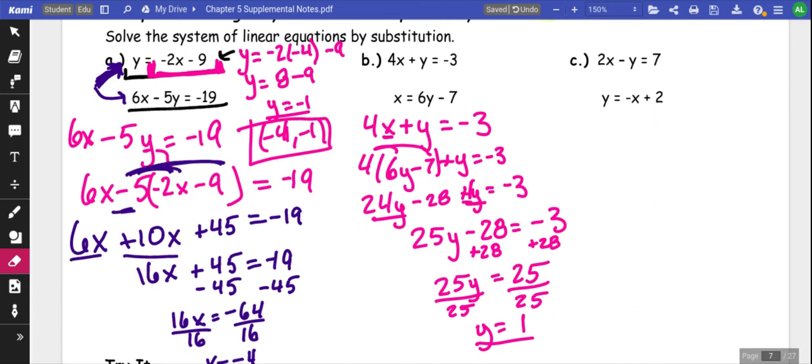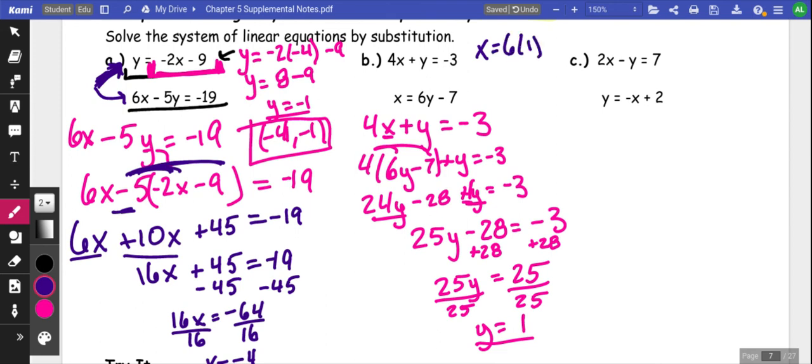So I usually think that the original one is the easier one, at least when it's set up like this. So x is equal to 6y, so 6 times 1 minus 7. Well, 6 times 1 is 6. Minus 7, I get negative 1. All right, so my ordered pair here is negative 1, positive 1.